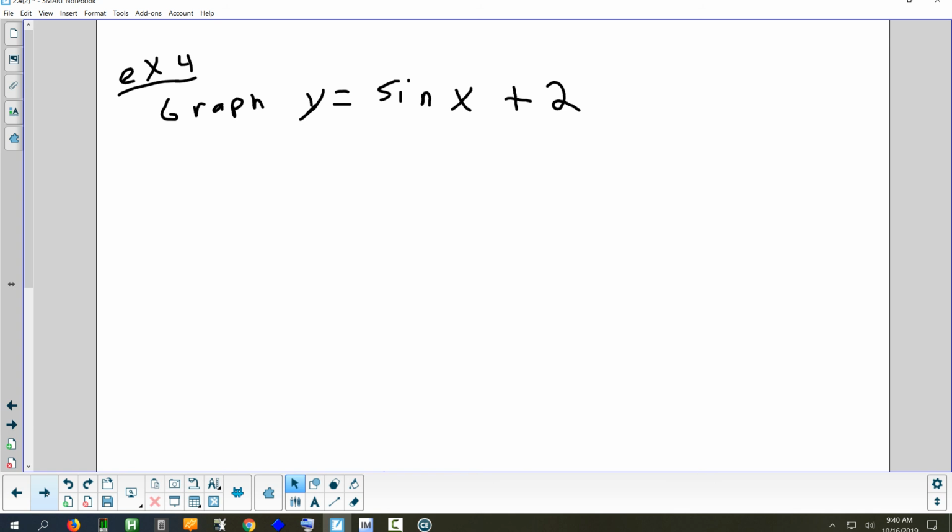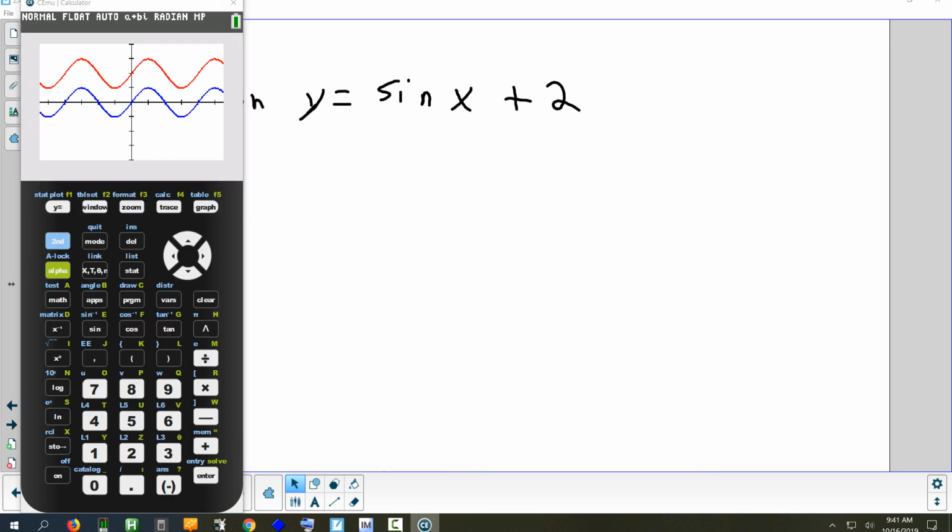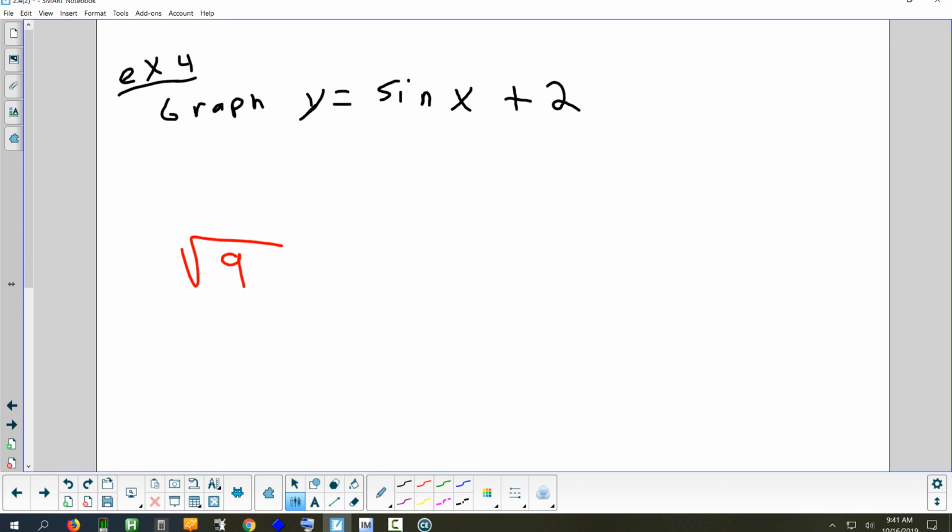Actually, 2 things. When you're going in order, sine times x is going to come first. Remember this, there's no multiplication here. Just like if you wrote the square root of 9, it doesn't mean square root times 9. This just means square root of 9. This just means sine of x. So there's no multiplication in that equation.